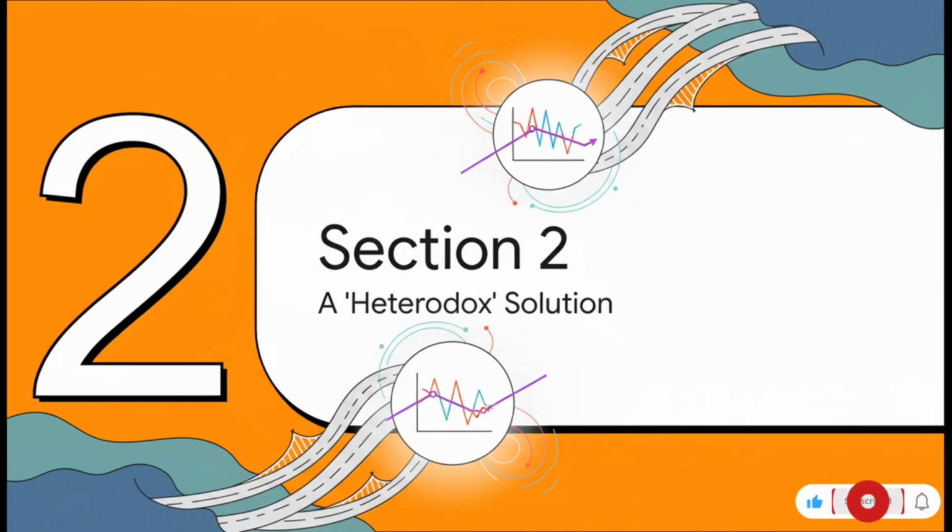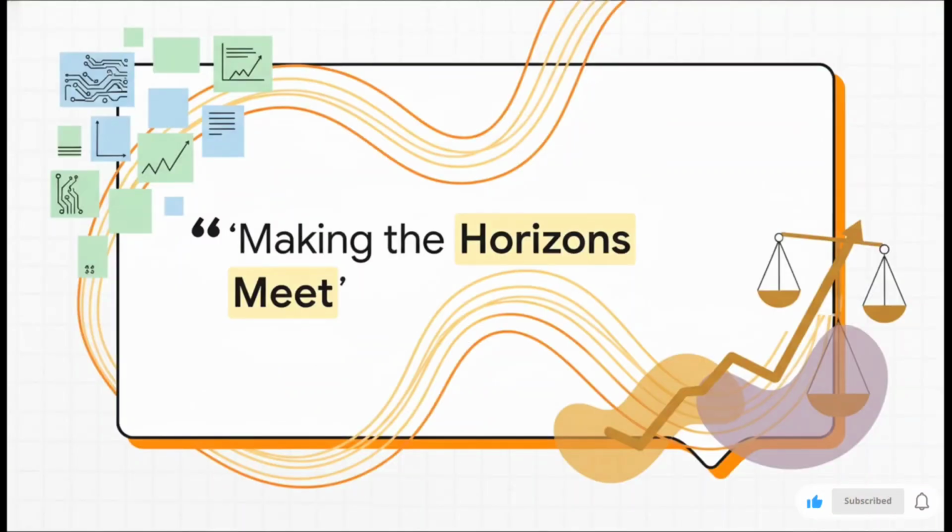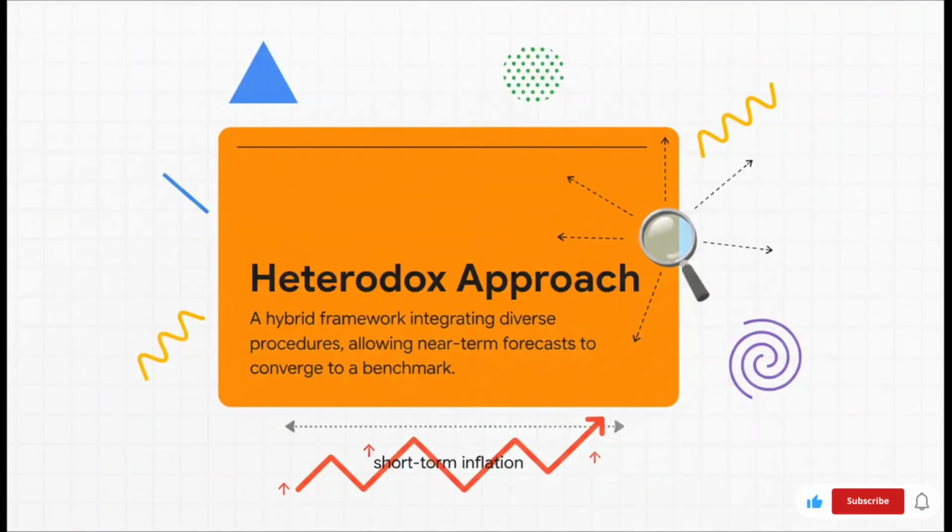And that leads us to this really innovative kind of hybrid approach. I love this phrase because it perfectly sums up the goal. You want to create one single framework that can connect the immediate data-driven future with that longer-term economic equilibrium. You need to make the horizons meet. And this is a key word you absolutely have to remember: heterodox. A heterodox approach isn't stuck in one way of thinking. It's pragmatic. It basically takes the best bits from different methods and combines them to build a stronger, more useful forecasting tool. It's that bridge we were talking about.